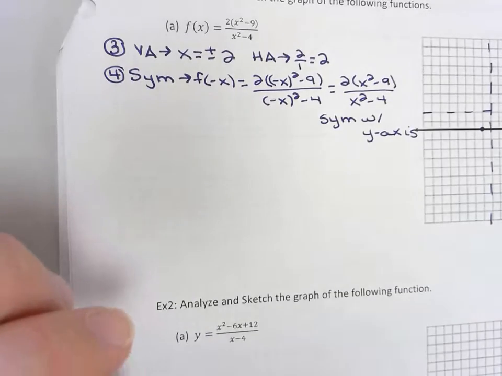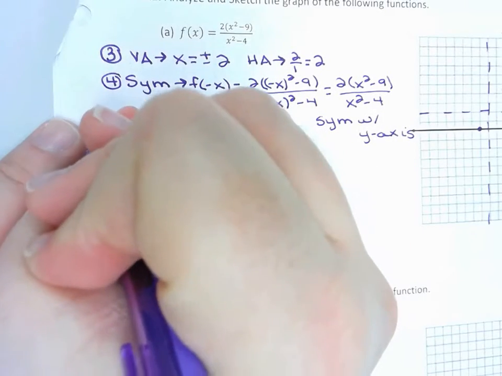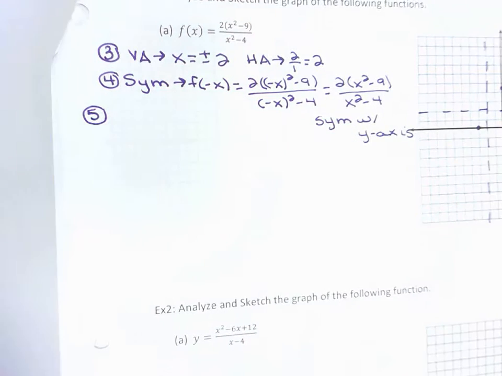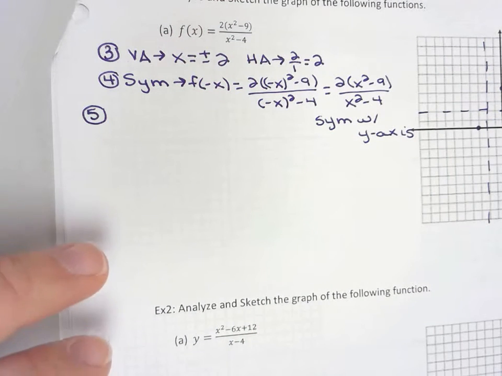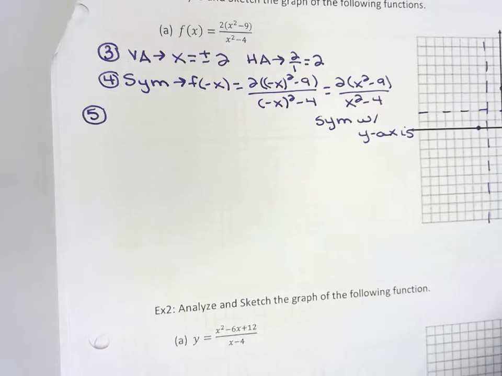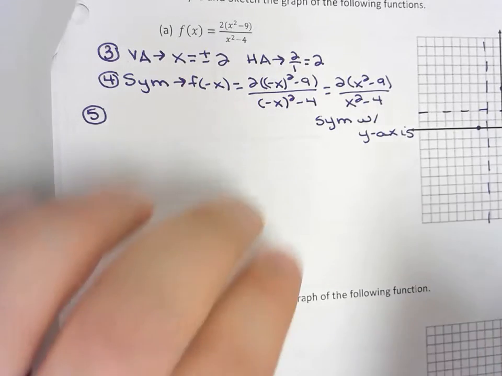Okay, anyway, let's look at 5. 5 is what? Extrema. Increasing, decreasing. First derivative set equal to 0, starting with the calculus. So let's look at taking my first derivative and set it equal to 0. Let's go ahead and simplify this.